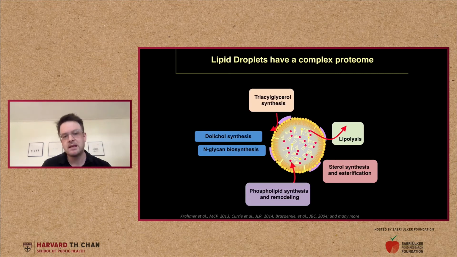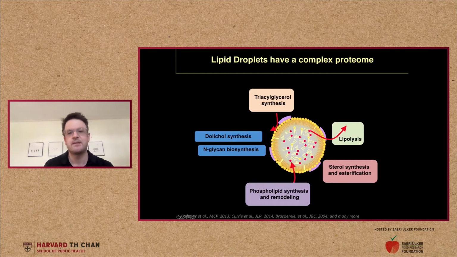Through the work of many laboratories, including ours, we now know that there are upwards of 100 proteins in mammalian cells that are specific to lipid droplets. Some of them are involved in processes that you might imagine should happen on the surface of lipid droplets, such as triacylglycerol and fat synthesis, or lipolysis, the process of breaking down lipids from the lipid droplet.